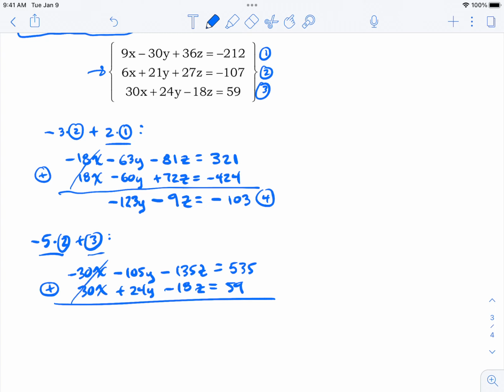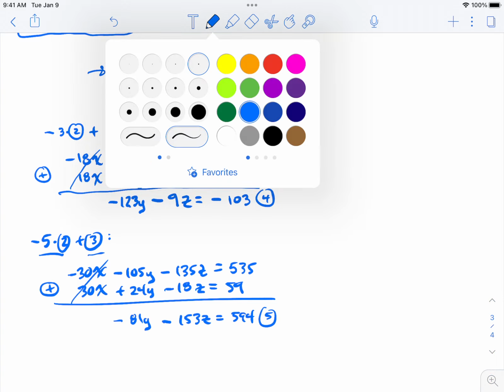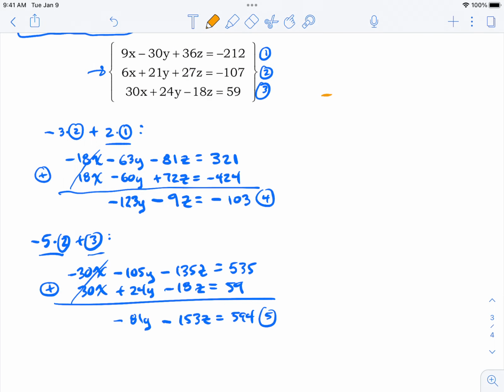Once more, the x's go poof. That was our goal. So I got a negative 81y. And then here I got a negative 153z. And then over here I got 535 plus 59, which is 594. Okay, there's my equation 5. I am now going to put these two equations next to each other so it's easier to look at them, and try to figure out what I want to make go away next.